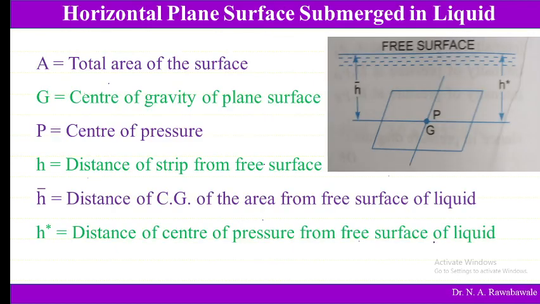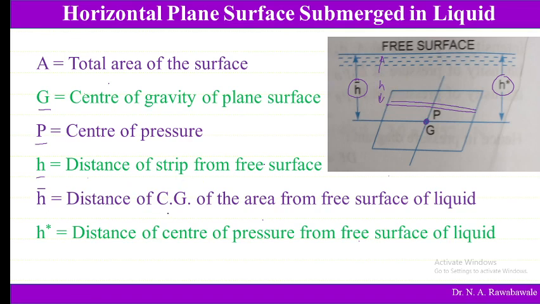Coming to the next plane, a horizontal plane which is submerged in a liquid, where the center of gravity and center of pressure are going to coincide at a distance of H bar and H star. Both are going to be at the same distance because the plane is horizontal, as shown in the figure. Where A is the total area of the surface, G is the center of gravity, P is the center of pressure, as we have seen, and H is the distance of the strip. If we take a strip, it is also at a distance of H meter from the free surface. So everything is at the distance of H meter.